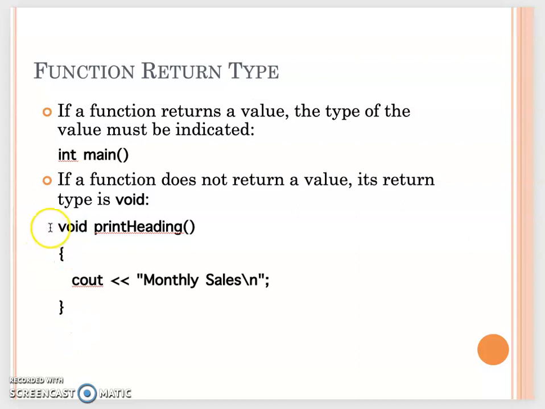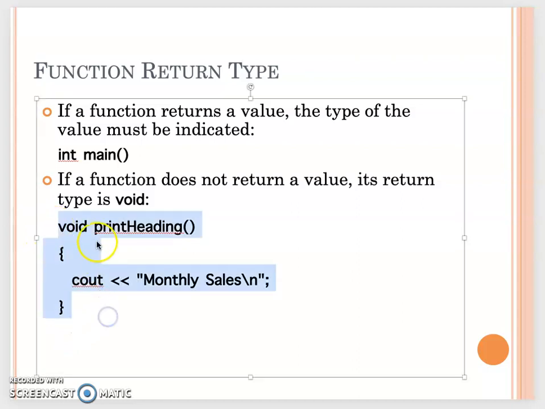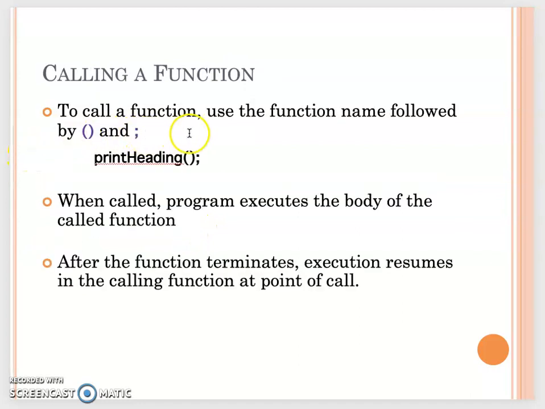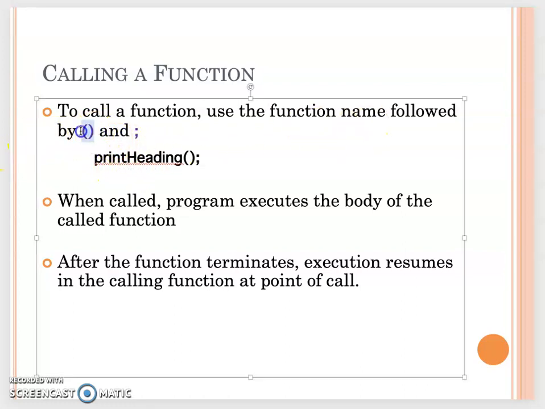After you have this void function defined, we can call it. Even here, you see we don't have any parameter list, but whenever you call a function, even if you don't have a parameter list, you need to call the function name with the parentheses. For example, to call the function print heading, use the function name followed by the parentheses. That's very important.